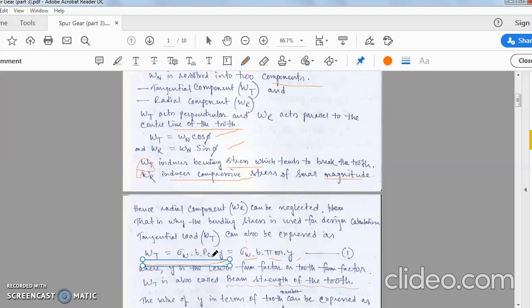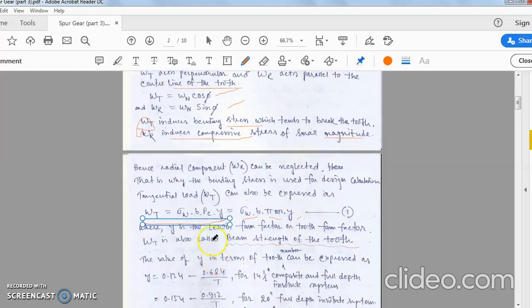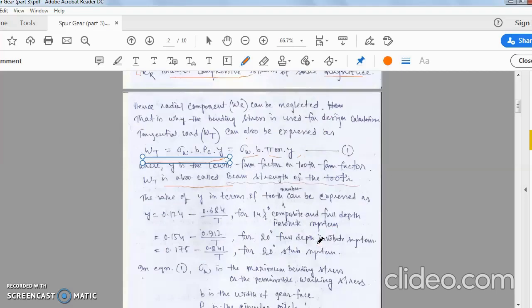Here we see the gear nomenclature. In that class you can find that the circular pitch Pc equals pi m, where Y is the Lewis form factor or tooth form factor. Wt, the tangential load, is also called the beam strength of the tooth.